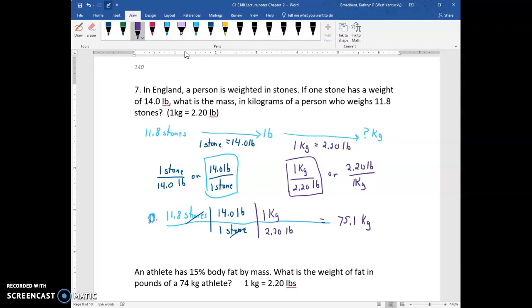We'll go to the next video to do the athlete with 15% body fat by mass.